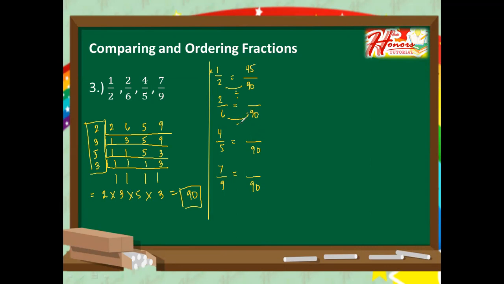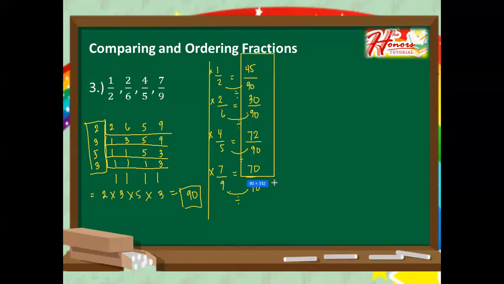Same process applied. 90 divided by 6, that is 15 times 2. That's 30. Right? 30 here. So 90 divided by 5, that's 18 times 4. That's 72. Right? 72 here. Then divide this. 90 divided by 9, that's 10 times 7, that's 70. Now, we may arrange the following fractions.